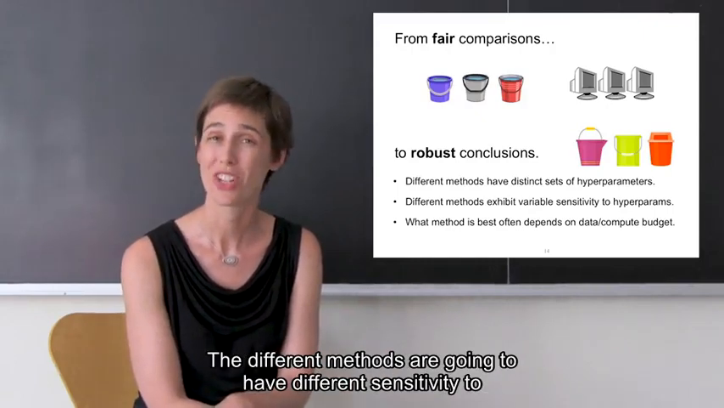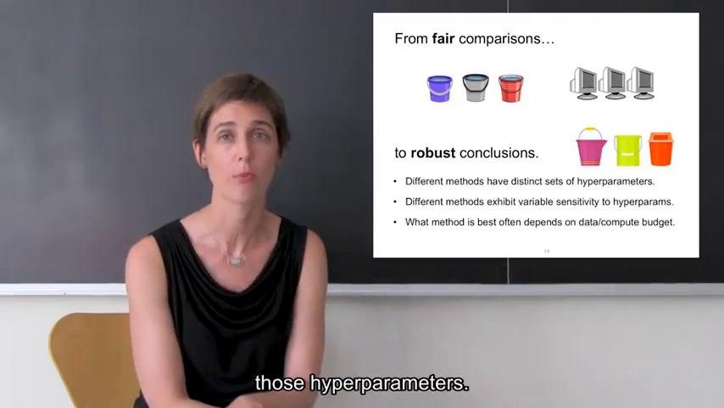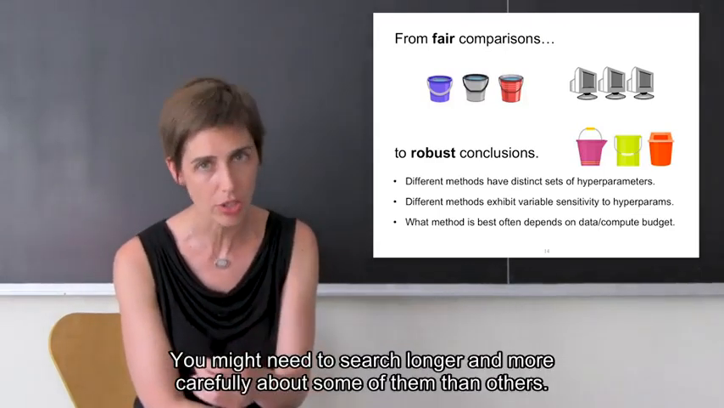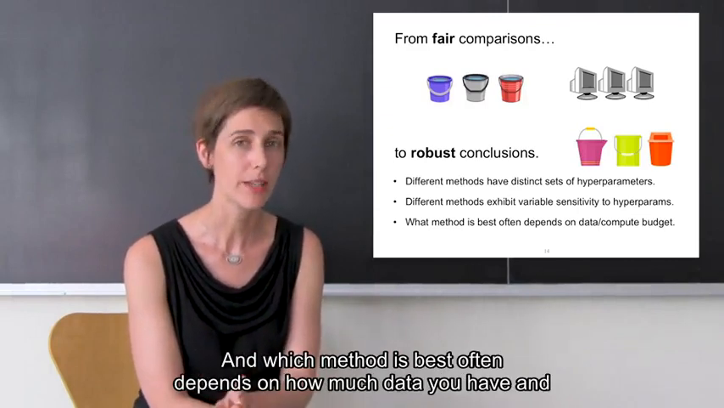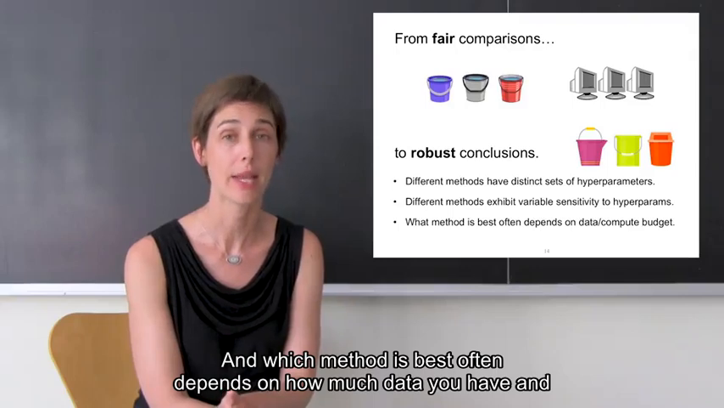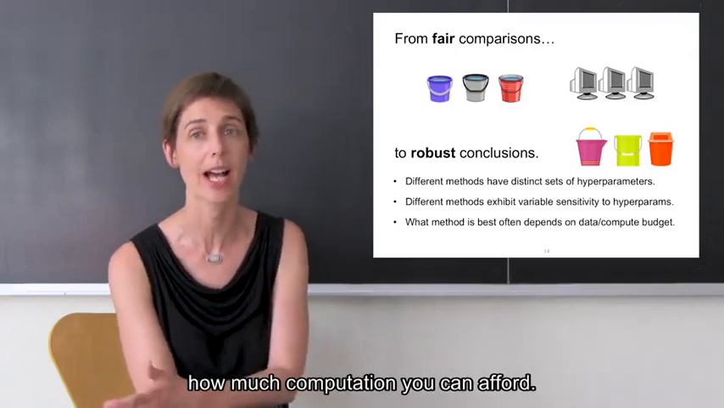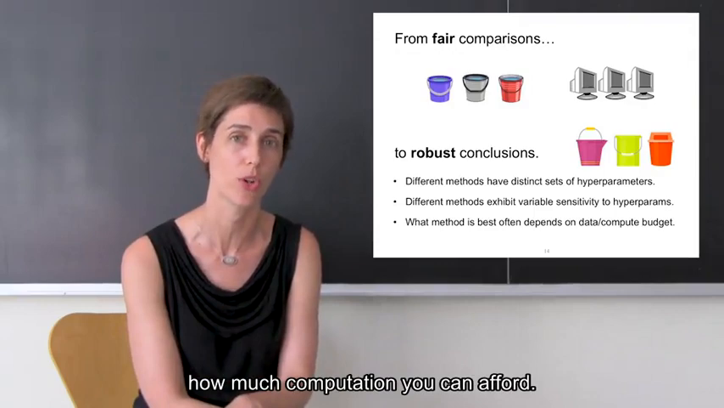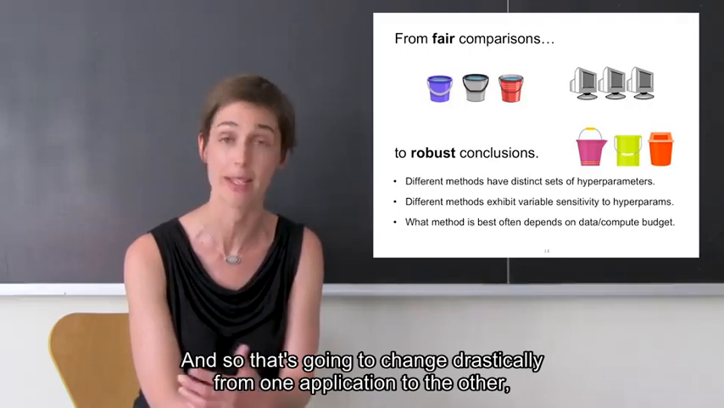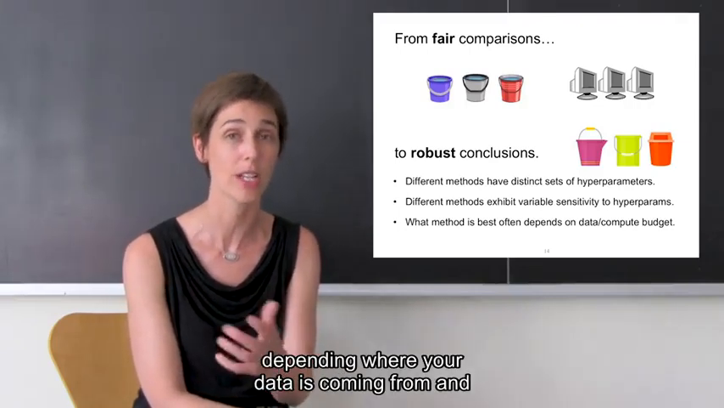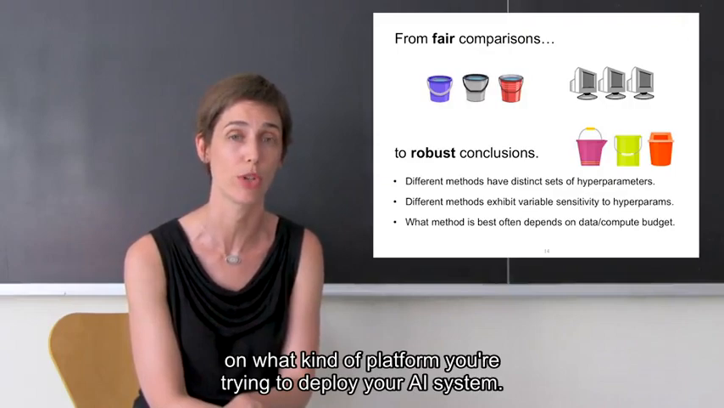The different methods are going to have different sensitivity to those hyperparameters. You might need to search longer and more carefully about some of them than others. And which method is best often depends on how much data you have and how much computation you can afford. And so that's going to change drastically from one application to the other, depending where your data is coming from and on what kind of platform you're trying to deploy your AI system.